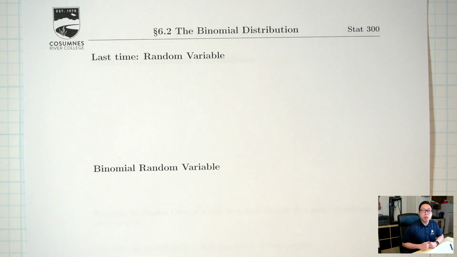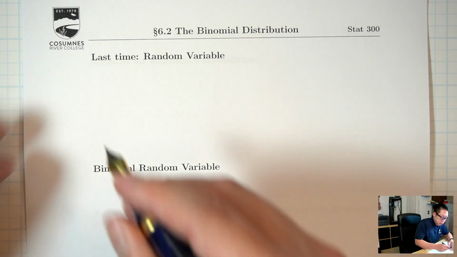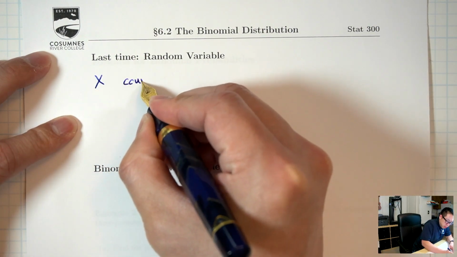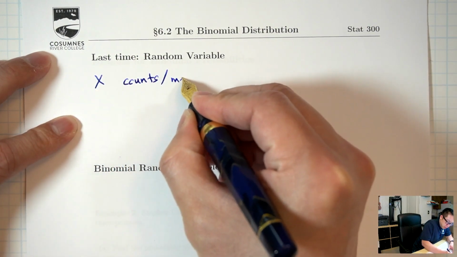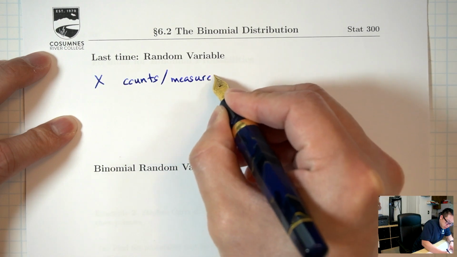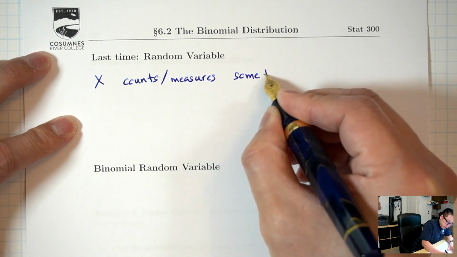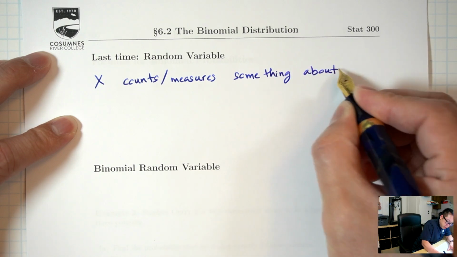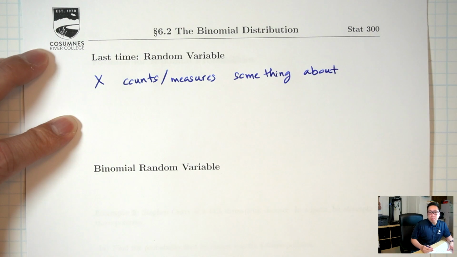In the last lecture, we talked about random variables. You start off with a random process like flipping a coin or picking random people, and you force it to be a number by counting or measuring something. So in the last lecture, a random variable X counts or measures something about the outcome of a random process.